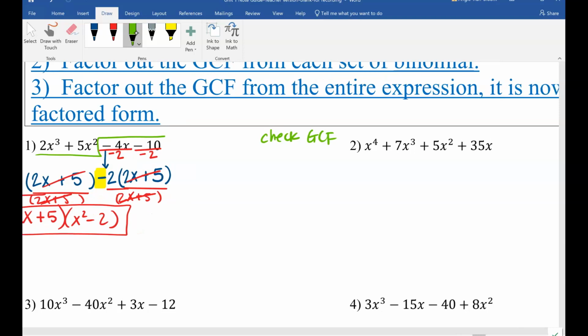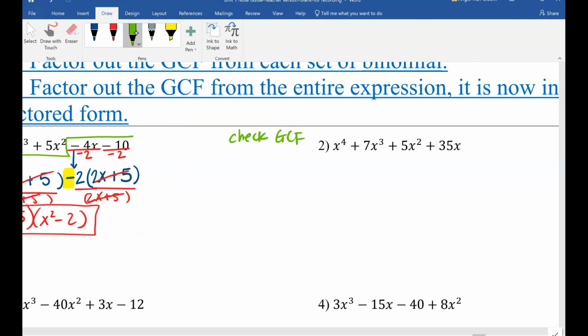So good thing we got lucky on that one. So number 2, let's check for GCF. The first term has a leading coefficient of 1, so we know there's not any number factor that they have in common. But we have x to the 4th, x to the 3rd, x squared, and x. So at least we can factor out an x. So now this should be x to the 3rd plus 7x squared plus 5x plus 35.